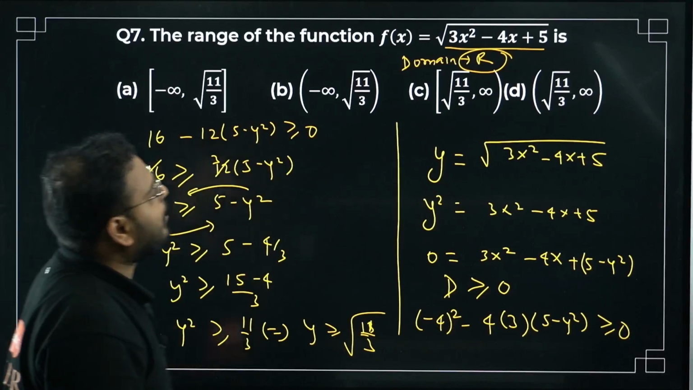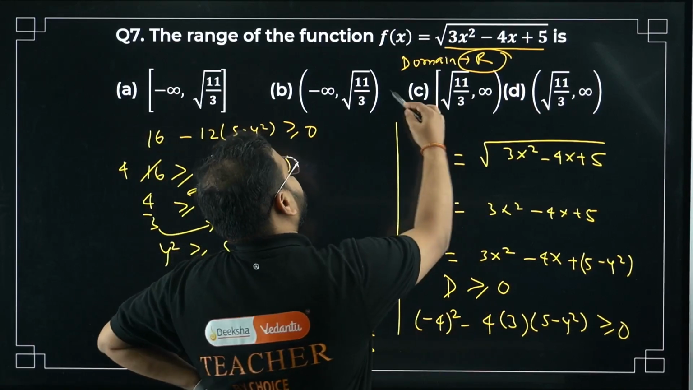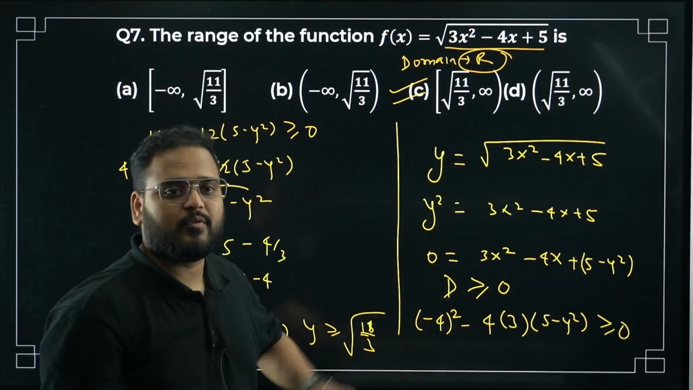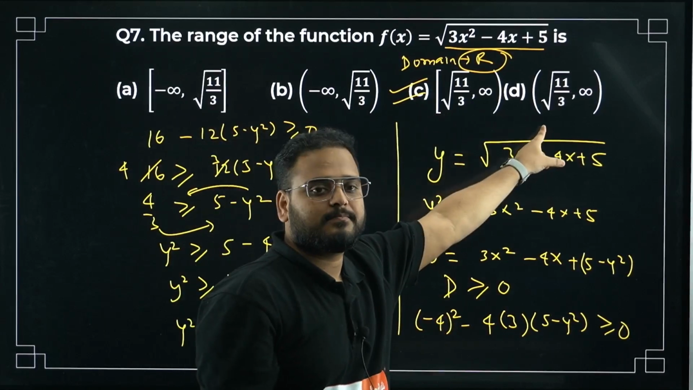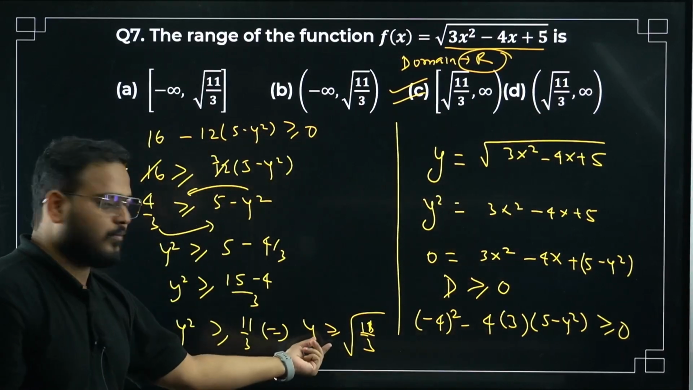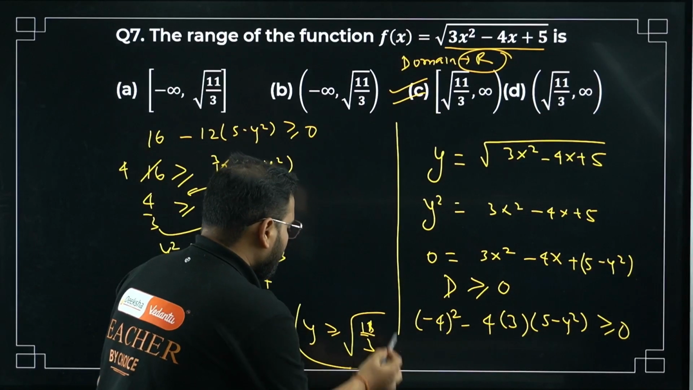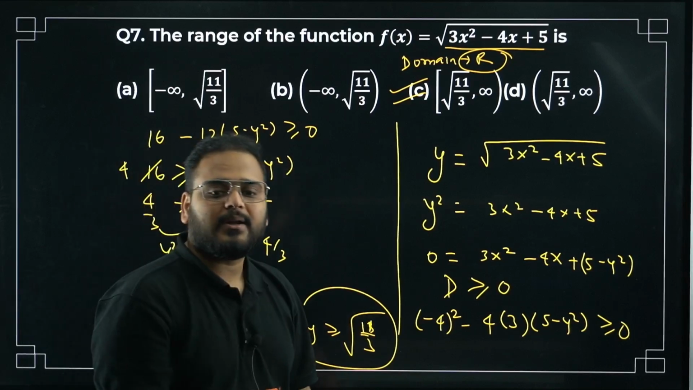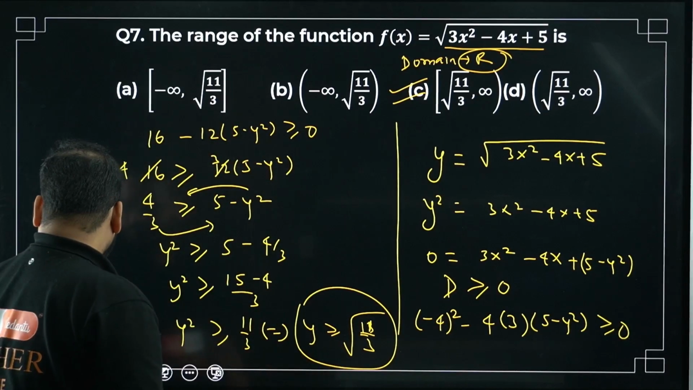Which option is that? Option number C, right? Greater than or equal to is there. There's an equal to sign over here. That's why close bracket, not this. This is open bracket, but there's an equal to sign over here. That's why the answer is y is greater than or equal to root 11 by 3. Please check.